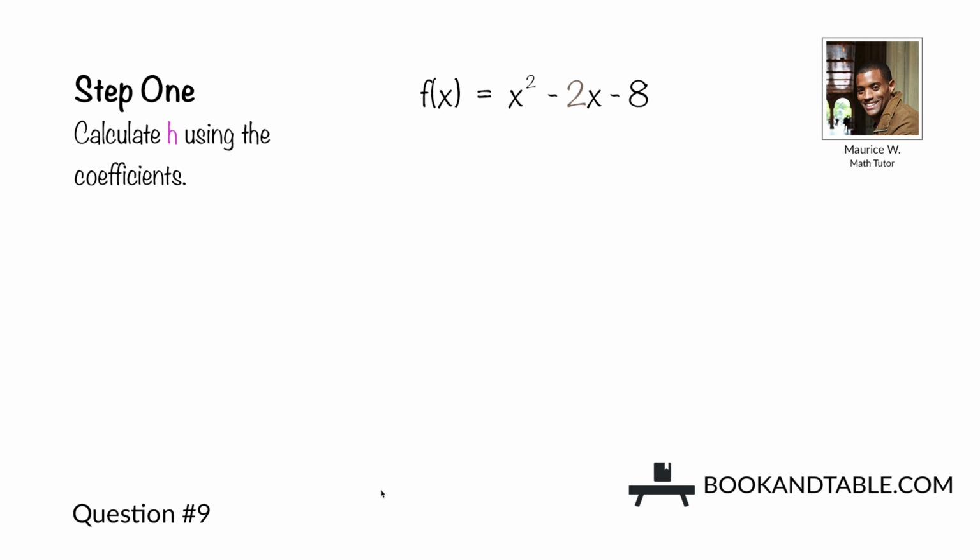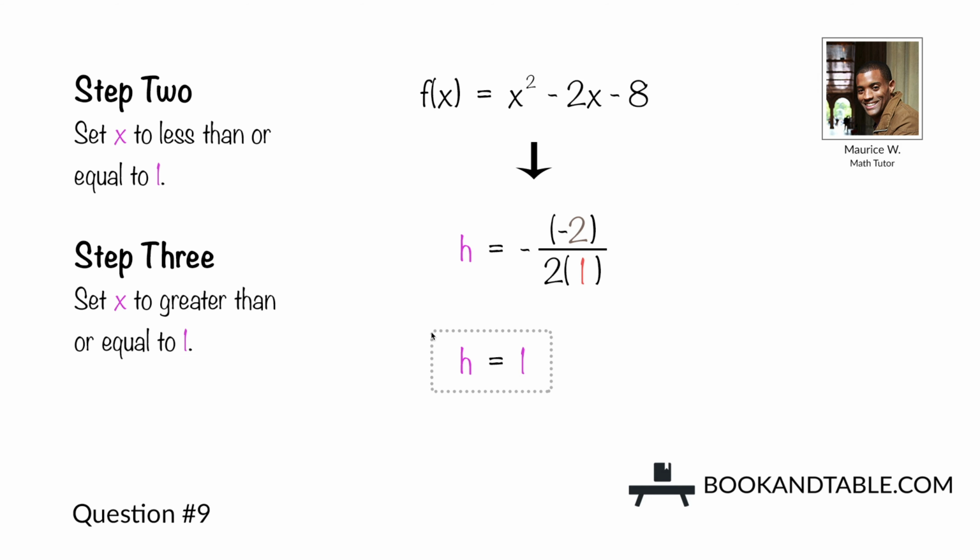Step 1, calculate h using the coefficients. So our coefficient of the quadratic would be 1. And the coefficient of the x term is negative 2. So h is equal to negative b, which is negative 2, divided by 2 times a. So h is equal to this negative times this negative cancel each other out, giving us 2 divided by 2, which is 1. So since we find that h is equal to 1, that lets us know that the line of symmetry for this quadratic is where x is equal to 1.